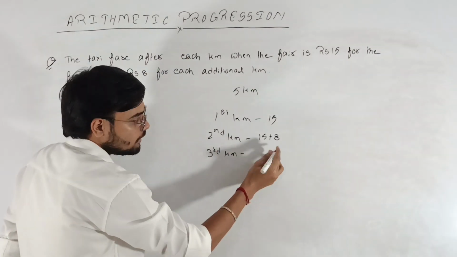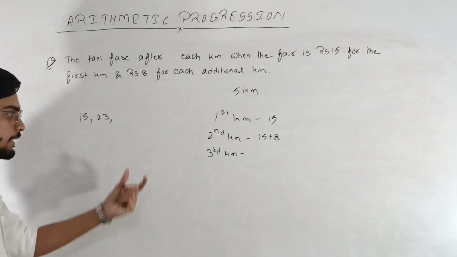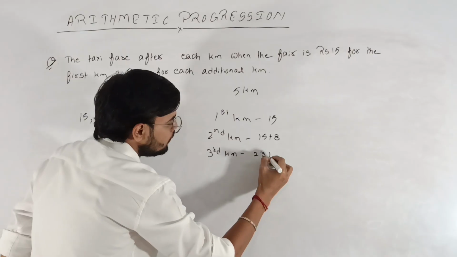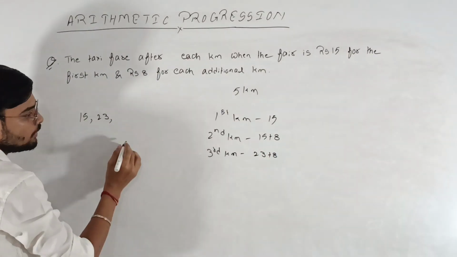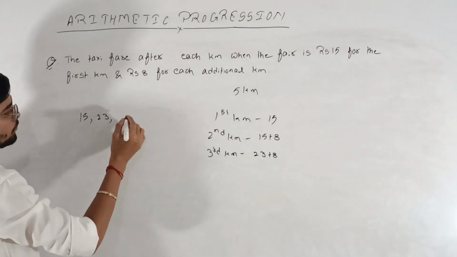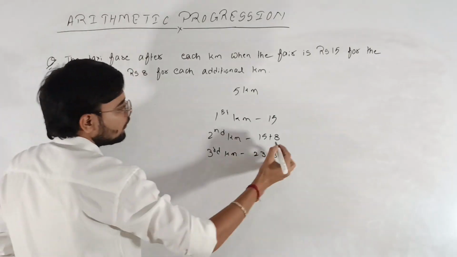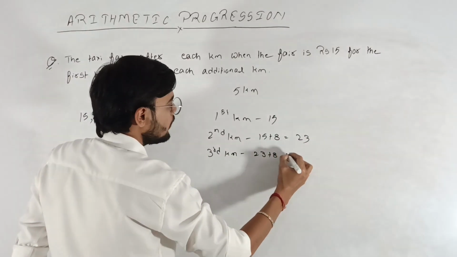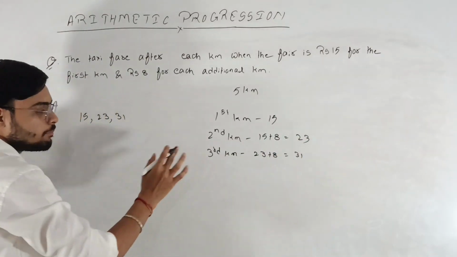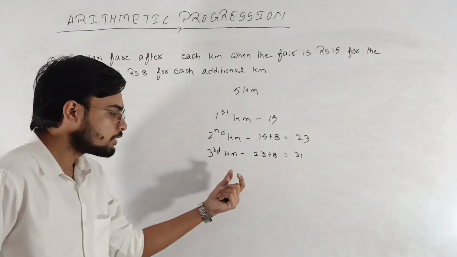8 additional, that is 23 plus 8. That is 23 plus 8, which is equal to 31. Okay, I write here 23 and there 31. Now this is my fare for the third kilometer.